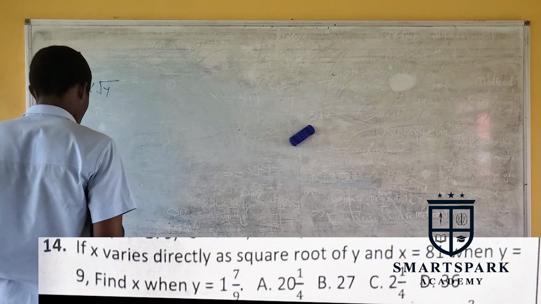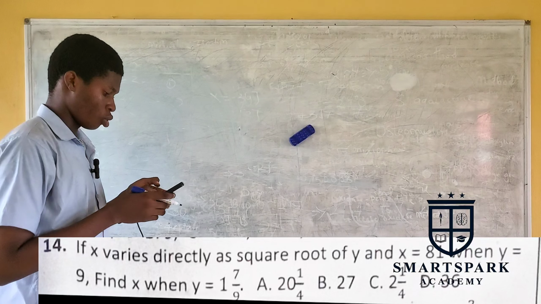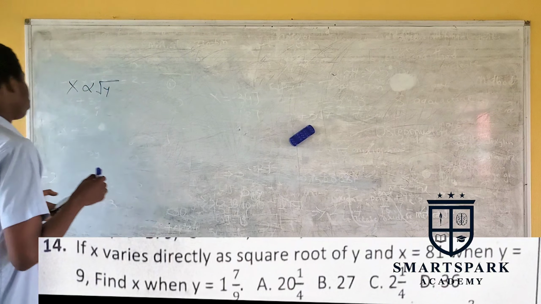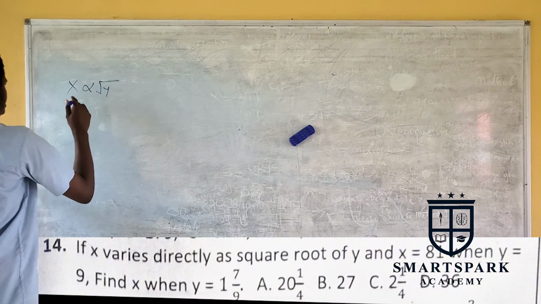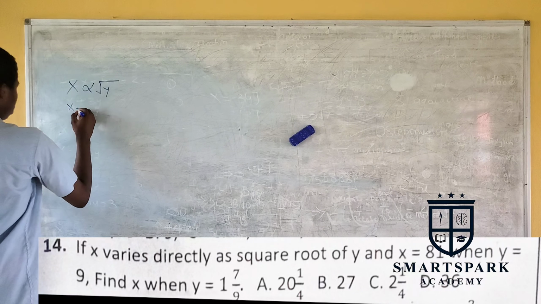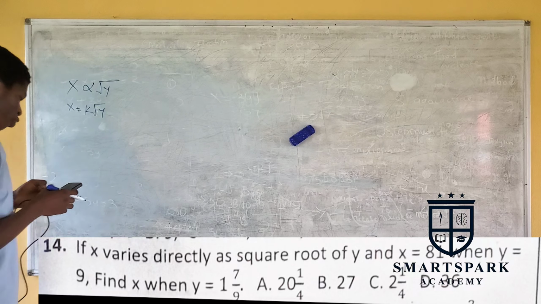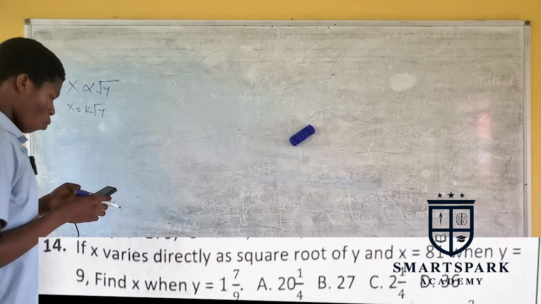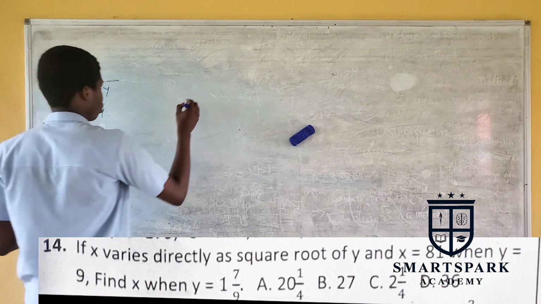And when x is equal to 81, y is equal to 9. So now we are going to find k, the constant, when we turn this variation into an equation. So x is equal to k root y. So now we are going to find k, when x is equal to 81, y is equal to 9.